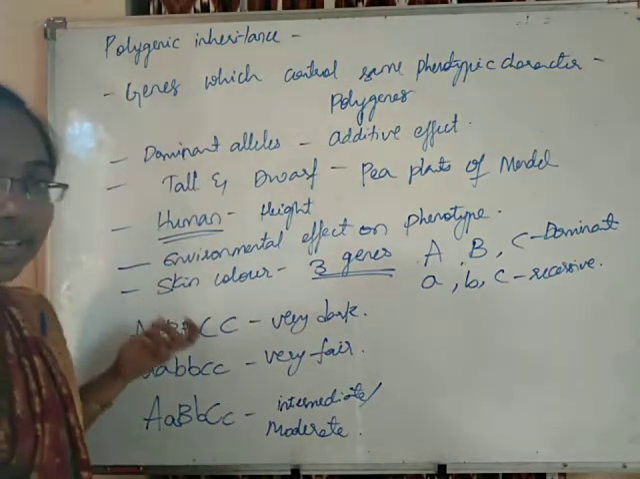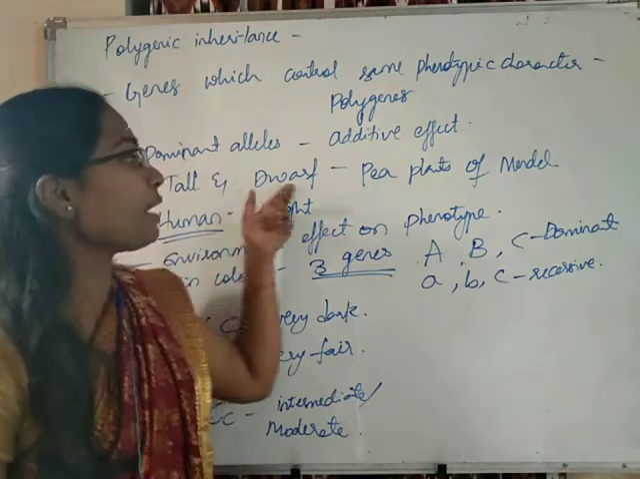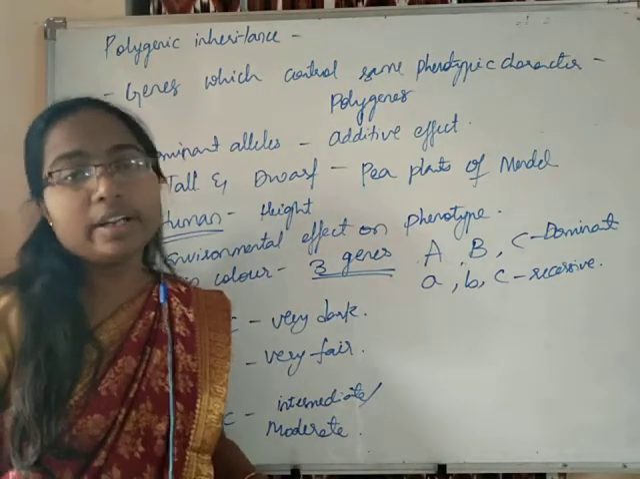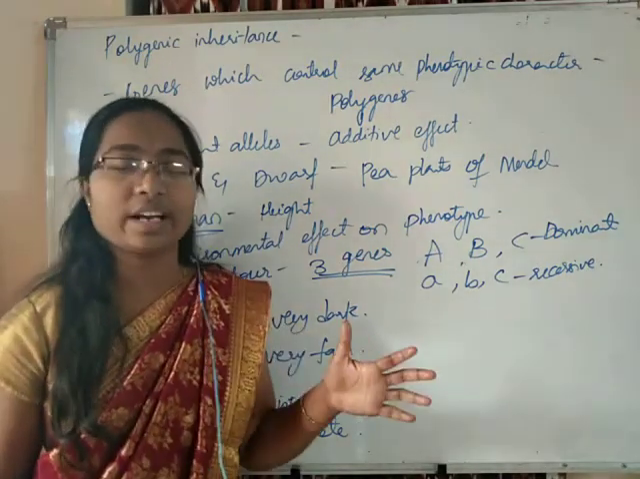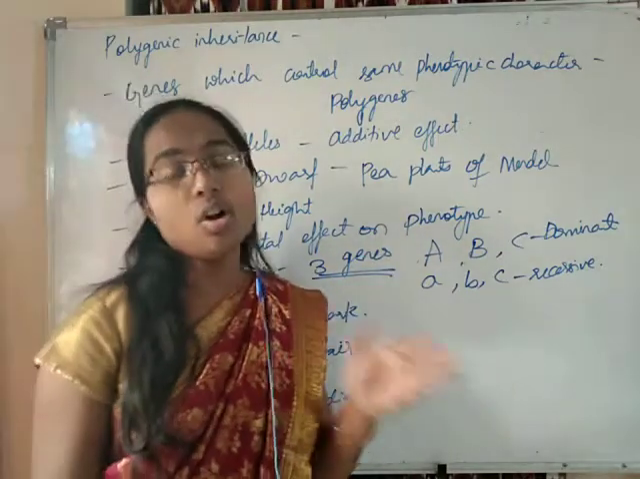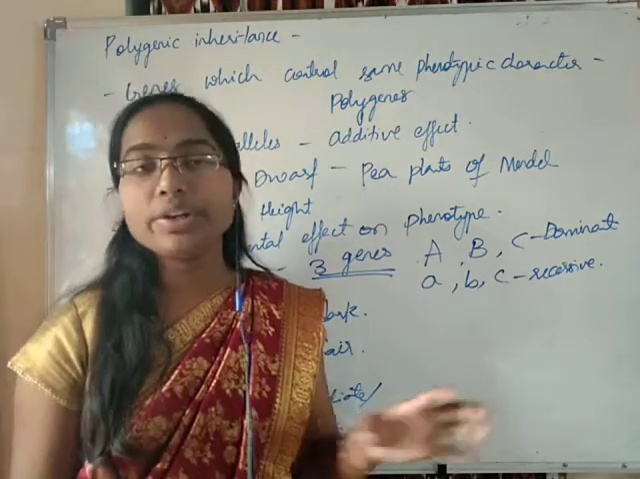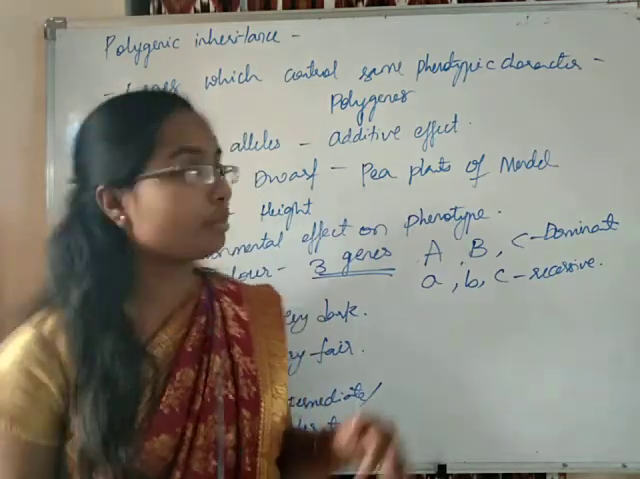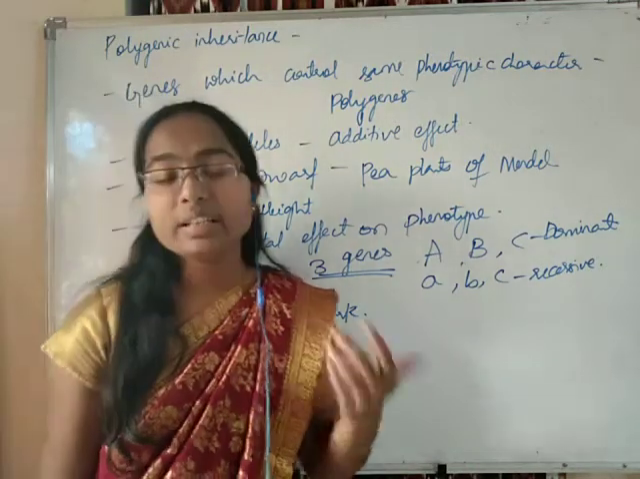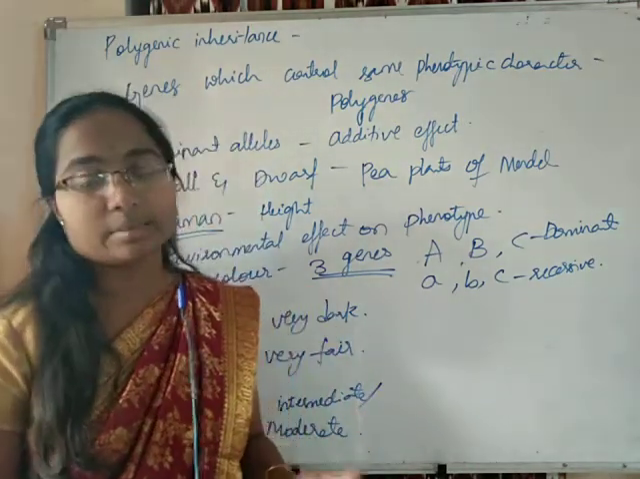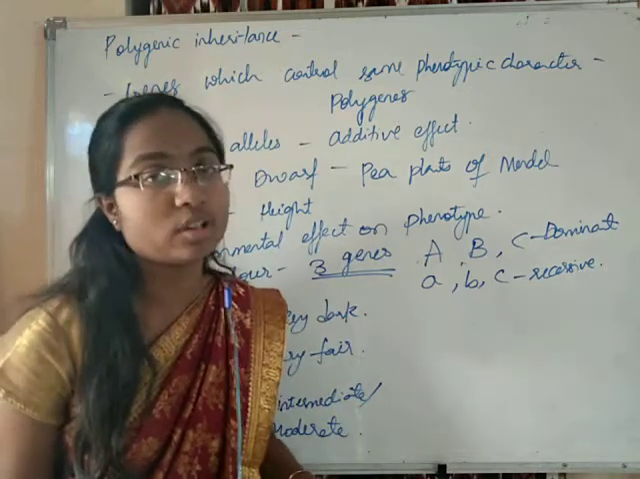Let us take the example of the tall and dwarf plants of Mendel. They had restricted heights. The plants were either completely tall or dwarf. There were no intermediate characters as observed by Mendel. But this is not exactly happening in all the cases.